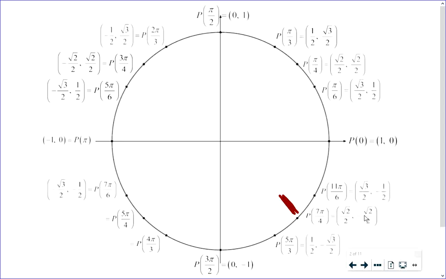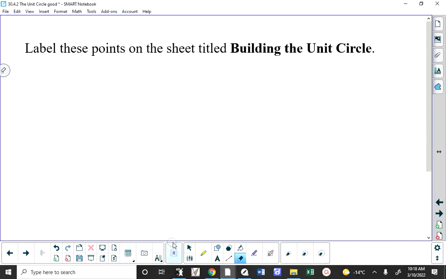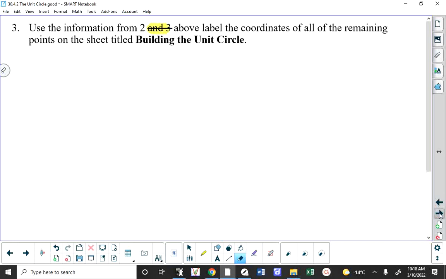Take a minute, please, and complete your unit circle, and then I'm going to explain the significance of what it is we're doing here. Why are we doing this? And by the way, in question 3, it says use the information from 2 and 3 above to label the coordinates. This is what we're doing, but we're using the information from number 2. There is no 3 above.